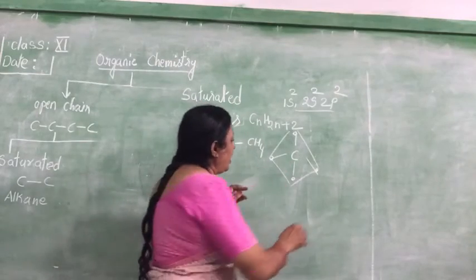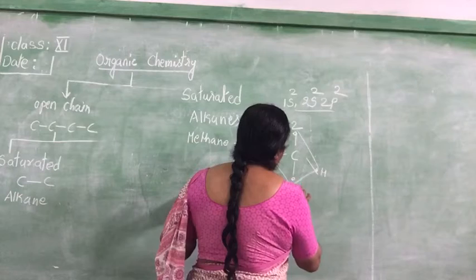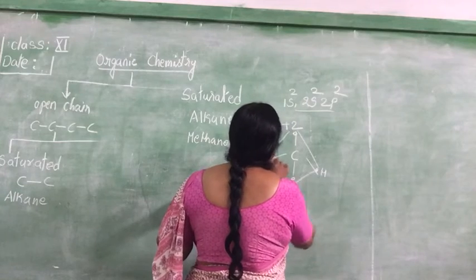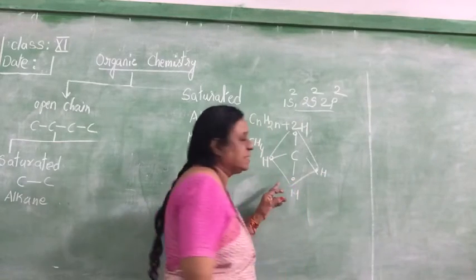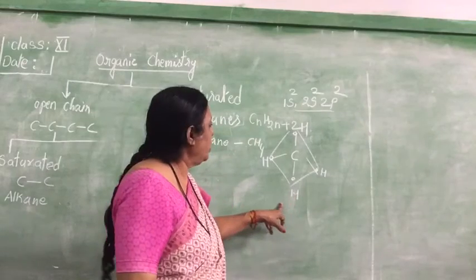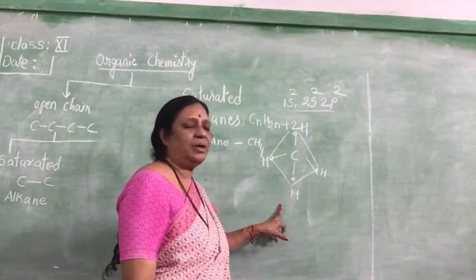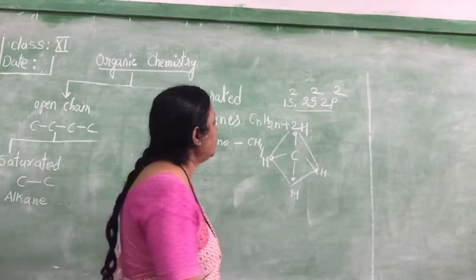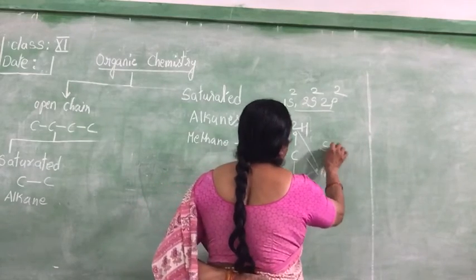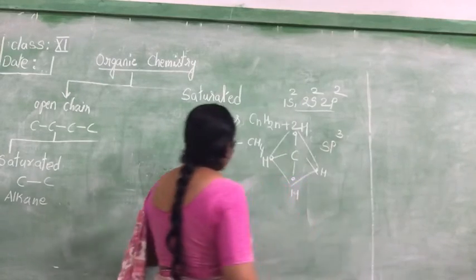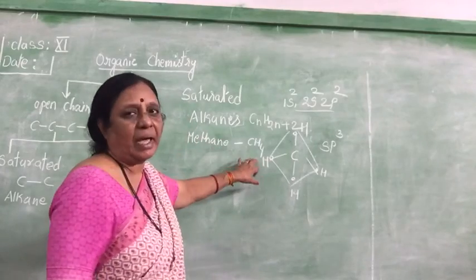Each carbon atom reacts with 4 atoms. Here in methane, carbon reacts with the 4 hydrogen atoms. The structure is tetrahedral, the bond angle is 109 degrees 28 minutes, and the hybridization is sp3. Okay. So throughout organic chemistry, meth means one carbon atom.